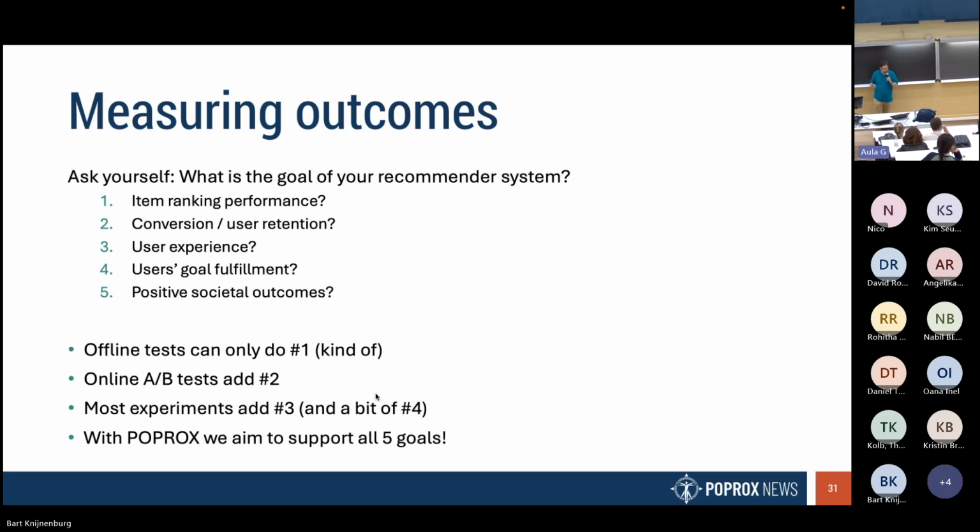And the interesting thing here is that with offline tests, you can really only do number one, right? And one of my big gripes with a lot of recommender systems research is that people do number one and then assume numbers 2, 3, 4, maybe even 5. That's a problem. When you do A/B tests, you get number 2 as well, if you run them long enough. If you do experiments, you can add number 3 and number 4 a little bit, which is really nice. The nice thing about running user experiments on a real platform is that you can actually get all 5.